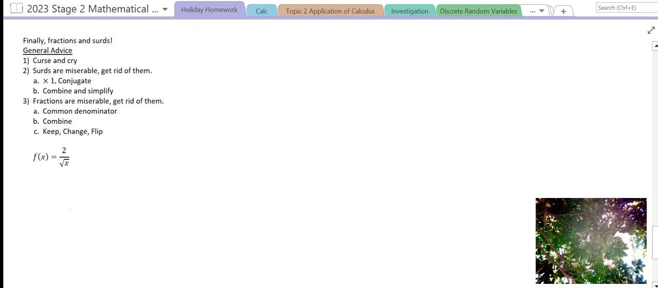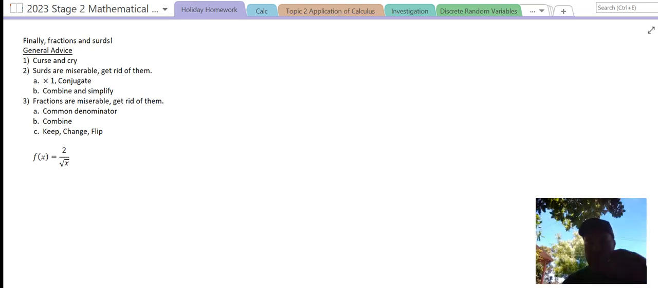Alright, last one. Feel free to go grab a drink of water and pause me. But last one is when you have both fractions and surds. And these are relatively rare in exams, but they're mean. And you can expect quite a lot of working. Alright, so the general advice is kiss and cry.